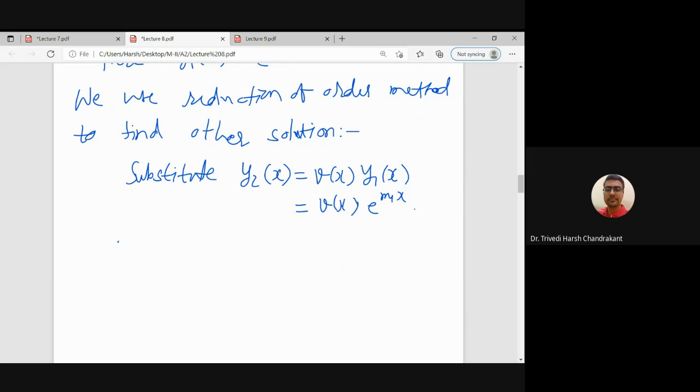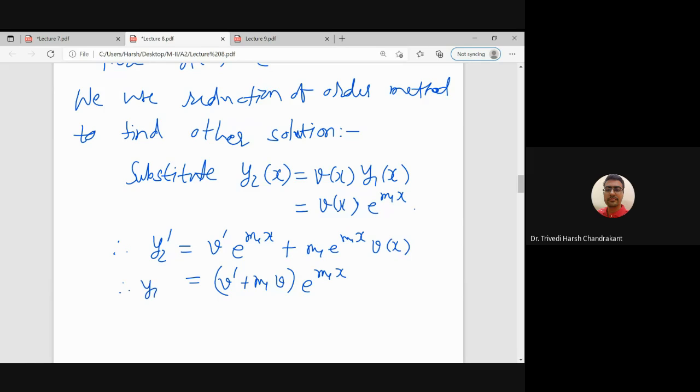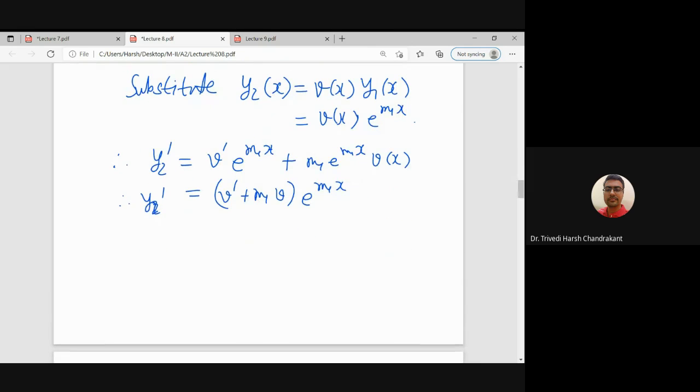So in this case, what will be y2 dash? Y2 dash will be v dash e power m1x plus m1 e power m1x v(x), right? And that is nothing but v dash plus m1 v, times e power m1x. So we got the first derivative of this y2 function. Again, we will identify v(x) here also. To identify v(x), we will substitute y2, y2 dash, and y2 double dash in the given differential equation.